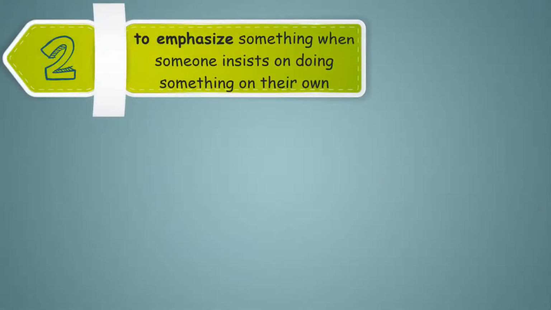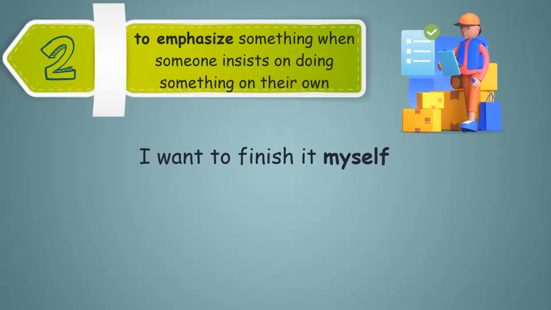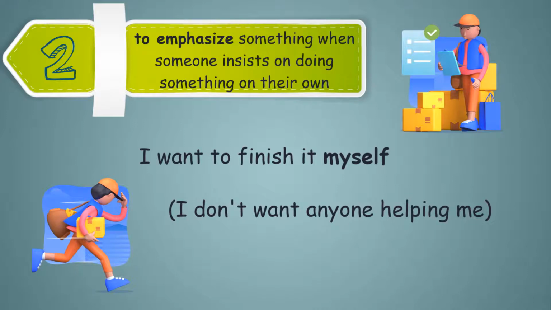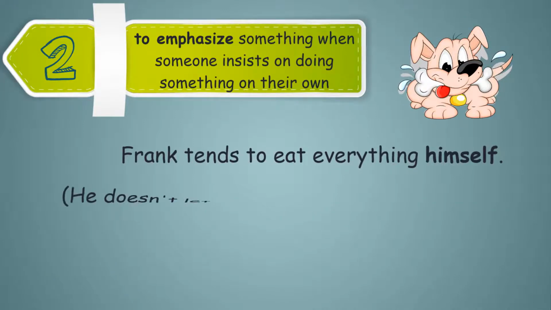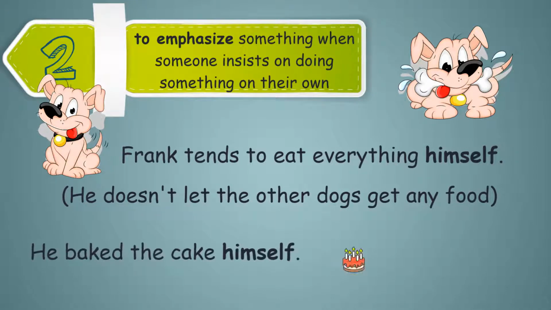Reflexive pronouns are also used to emphasize something when someone insists on doing something on their own, rather than relying on someone else. I want to finish it myself. It means I don't want anyone helping me. Frank tends to eat everything himself. He doesn't let the other dogs get any food. He baked the cake himself.